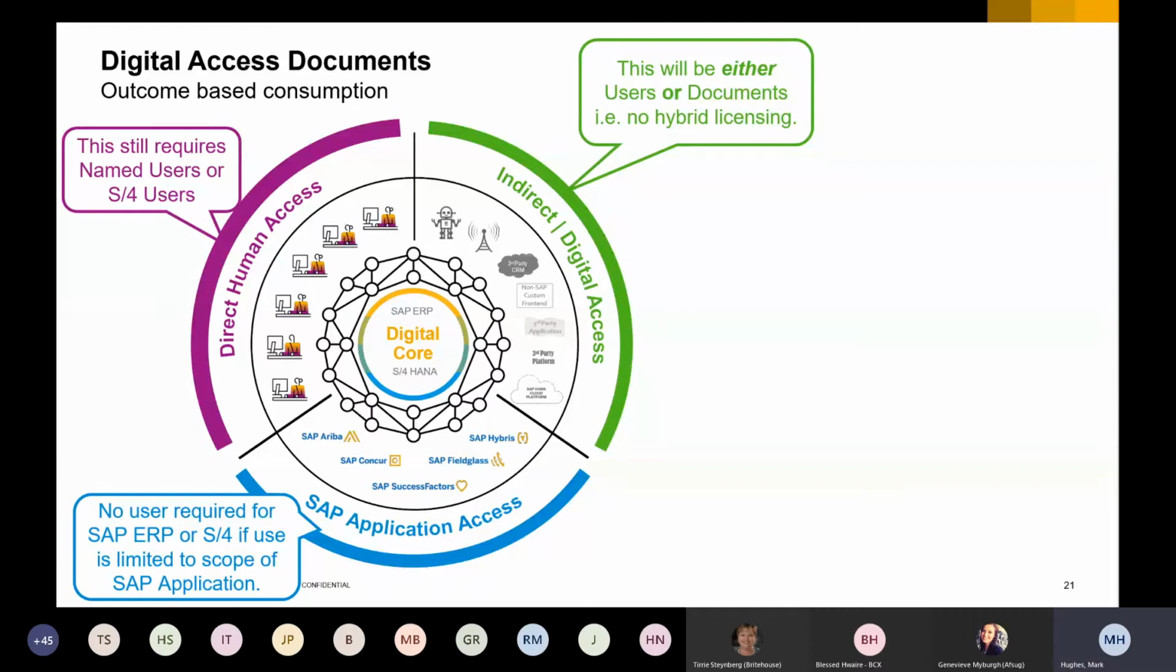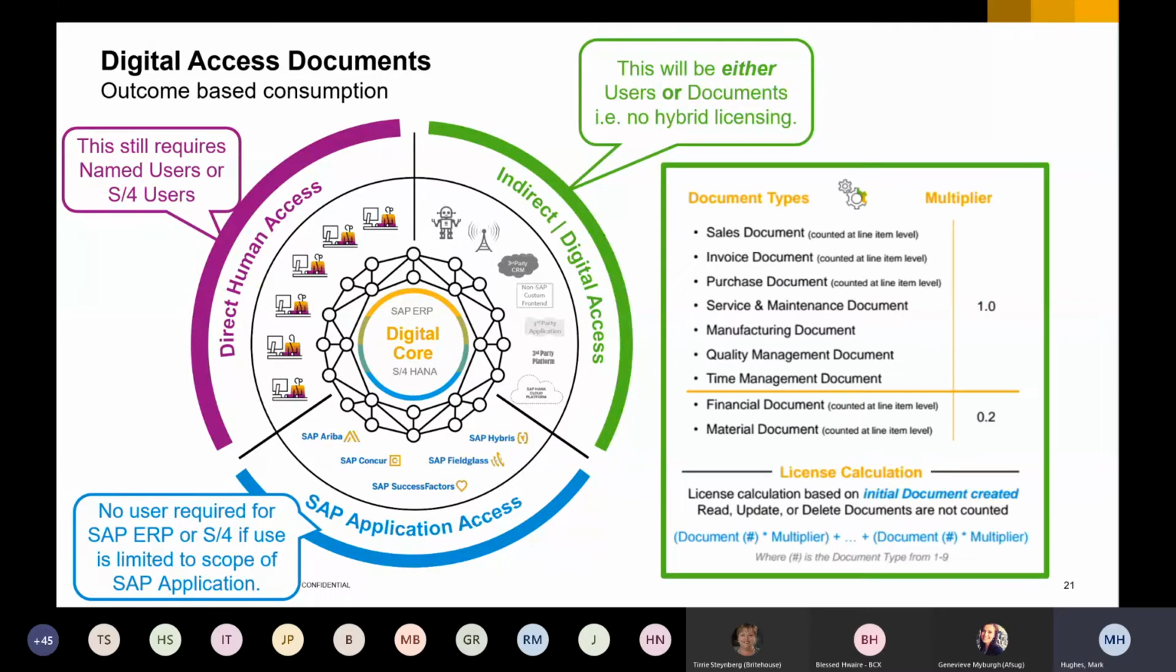What we were unable to do, I don't see it changing in the future, is actually accommodate a mixed scenario where some of the access coming in indirectly should be considered licensed because there are named user licenses somewhere in the license estate, and in other cases, the documents should be counted. So at present, we have these 9 document types in the digital core. As I said in that reference architecture, this is really in your primary processes: order to cash, procure to pay, in logistics, quality and time management.